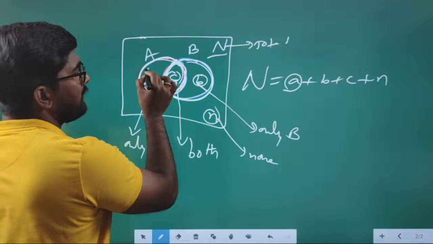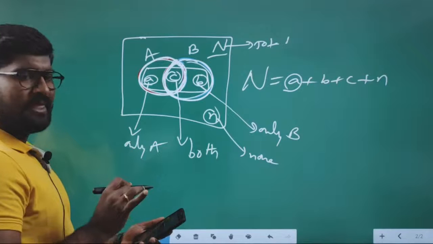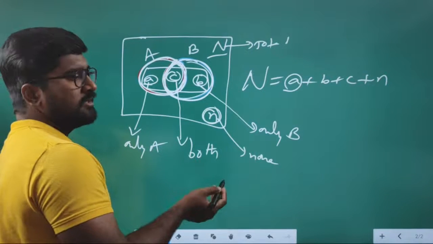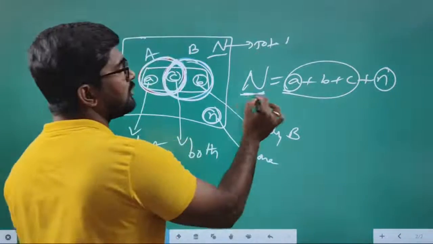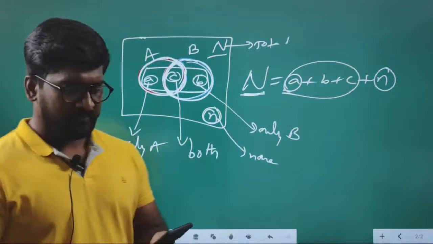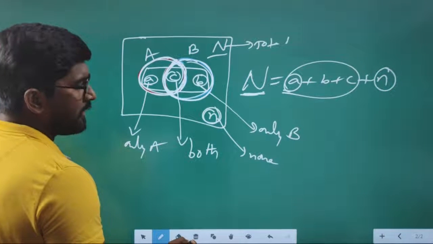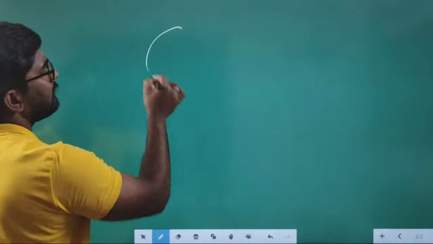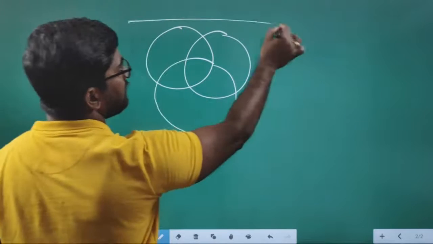So this a plus b plus c tells us how many are inside the circles, and the small n represents how many are outside the circle. So people who are in the circle plus people who are outside the circle will give you total strength. Right? So this is when it comes to 2 variables. You understand? When it comes to 3 variables, let me draw the general diagram for 3 variables.